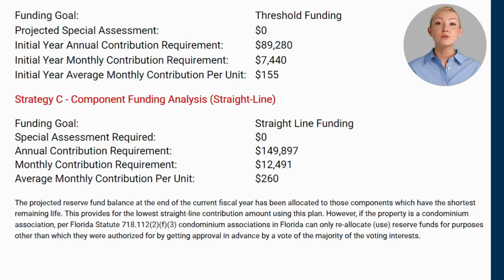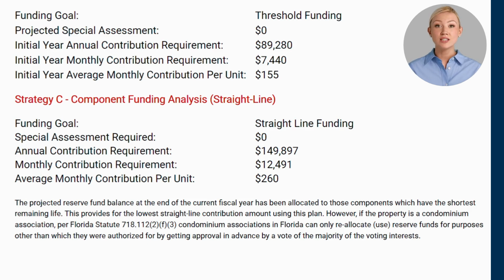Now that you're familiar with the three funding strategies, let's review the key information shown for each. One important item is the special assessment requirement. If current reserves are too low to support funding with reasonable contributions and steady increases to keep pace with inflation, the funding plan may recommend a special assessment or loan in the first year.